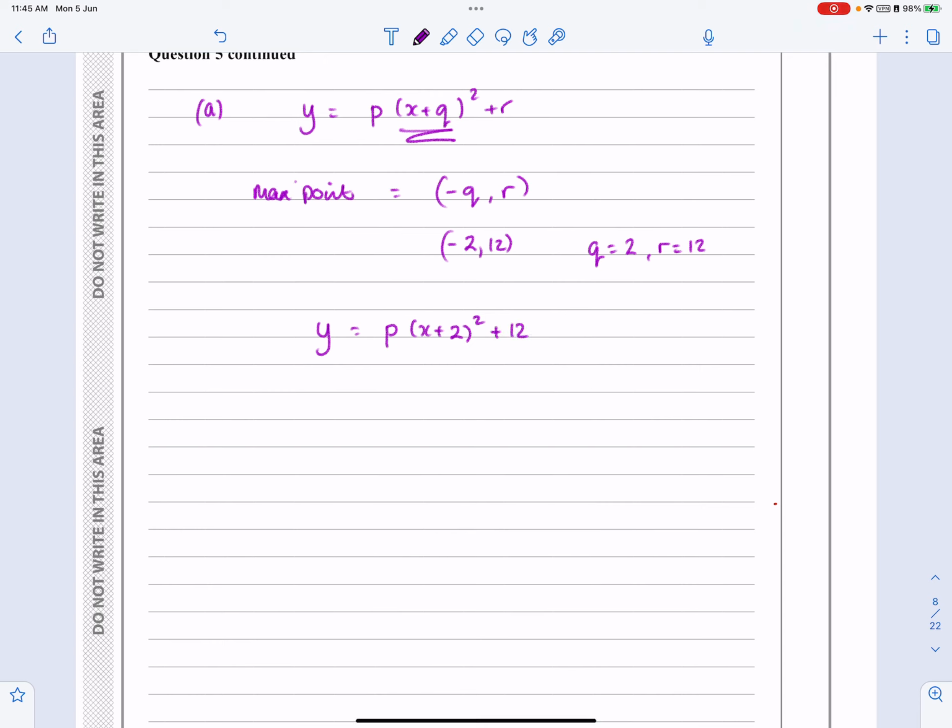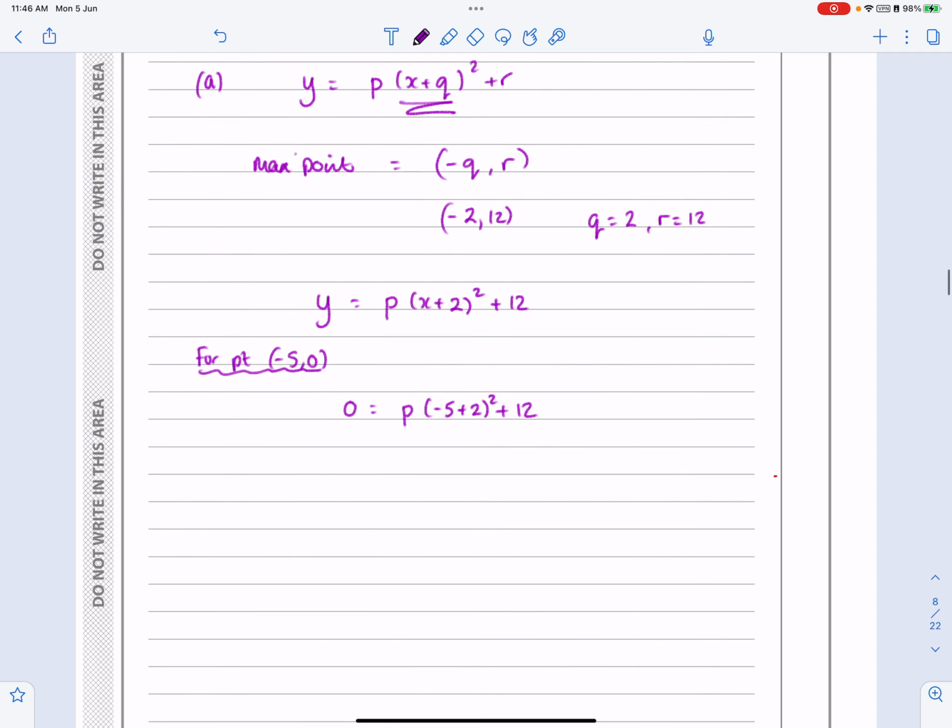So the only constant I haven't got now is p, but we also know it goes through the point (-5, 0). So for the point (-5, 0), that means when x is equal to minus 5, y is equal to naught. So naught is equal to p(-5 + 2)² + 12, and we can now just tidy this up. So naught is equal to minus 5 plus 2 is minus 3, but minus 3 squared is going to be 9, so 9p + 12.